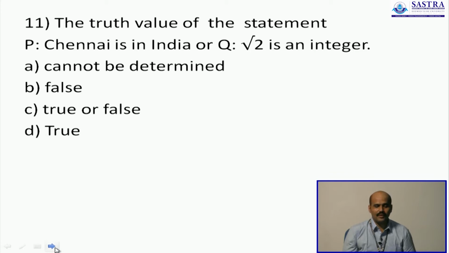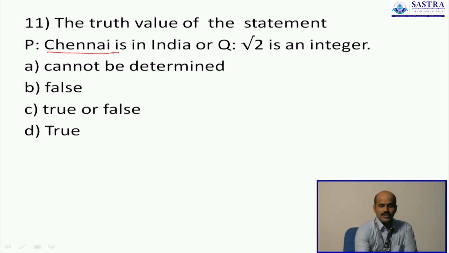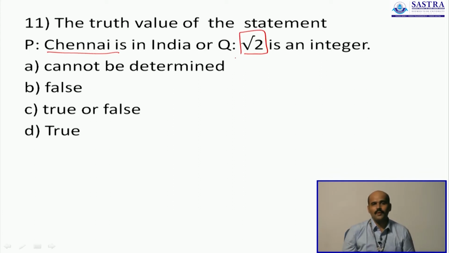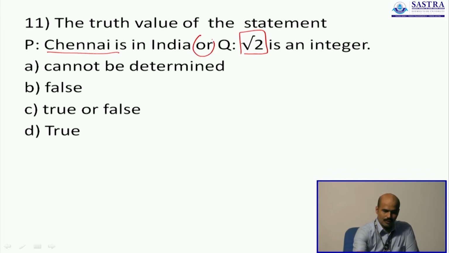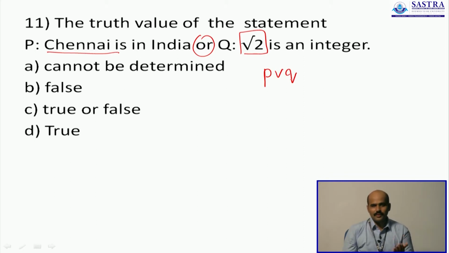Next up we have the truth value of the statement. Once again we have P and Q. P talks about the location of the city Chennai in the country India, and Q talks about the nature of this number, the square root of 2. Now they have been combined using a connective which is the OR, so it is a disjunction here. We are talking about a disjunction between P and Q. So it's either P or Q which may be true. That's what we are trying to examine.